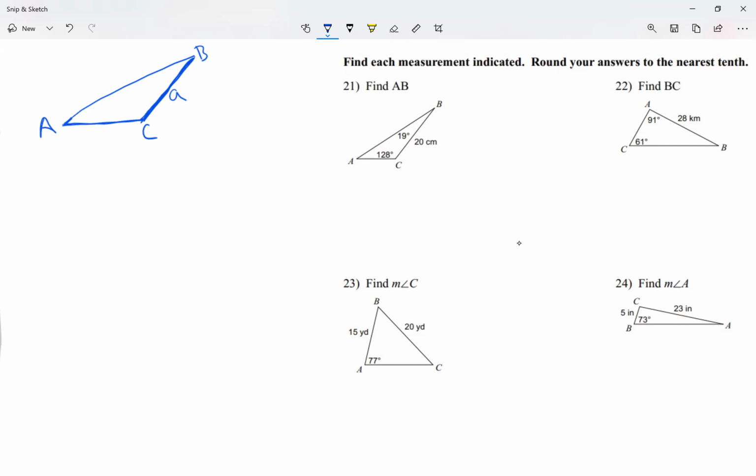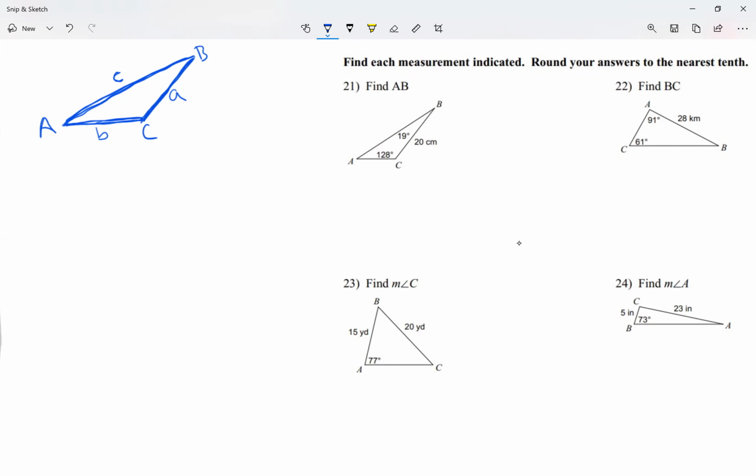Opposite from angle B, I'm going to call this side B. Notice how side B does not cross angle B. And the same thing, I'm going to call this side C. It's opposite from angle C. Notice how side C does not cross angle C. So again, for angles, I went capital letters. For sides, I went lowercase letters.